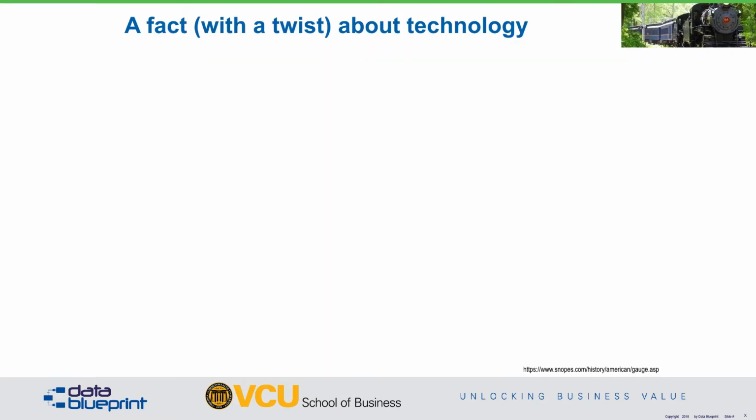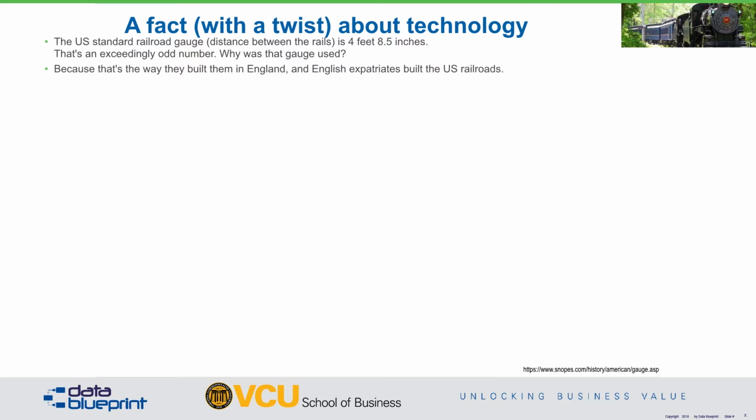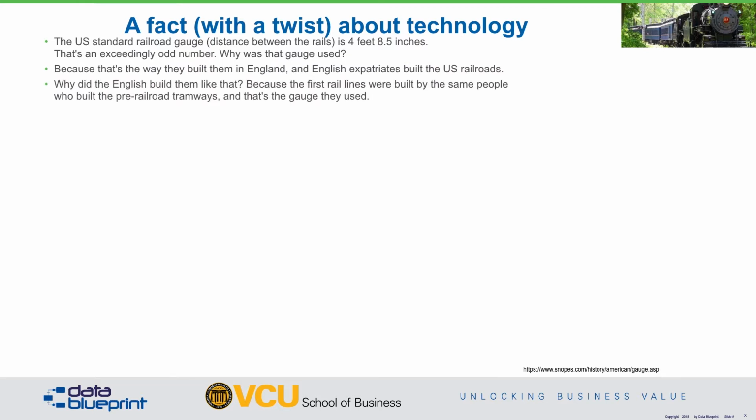Here's an interesting twist on technology here. A little bit dense in terms of the reading here, but basically the railroad started off, when we built the railroad tracks, 4 feet, 8.5 inches across. Why is that? Now, that's the way they built them in England, and English people built our railroads. Okay, why did the English build them like that?